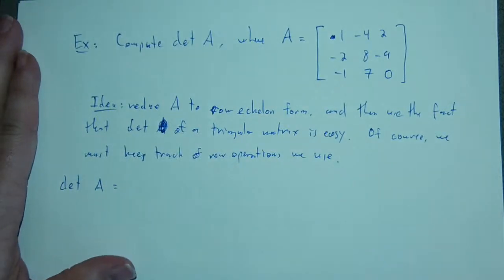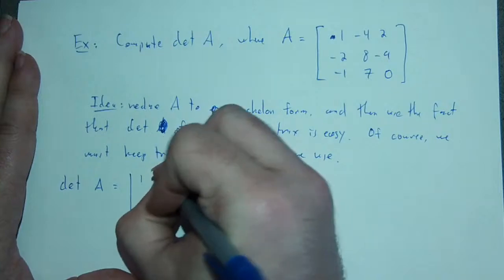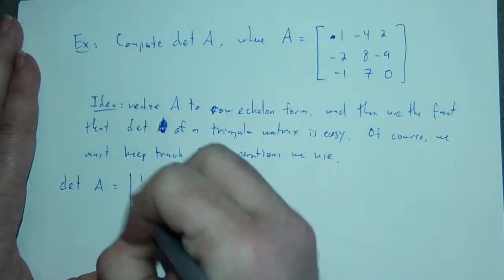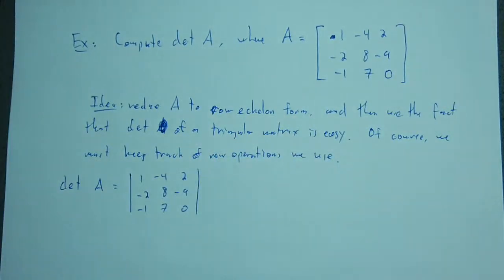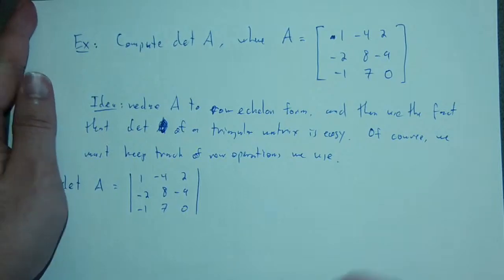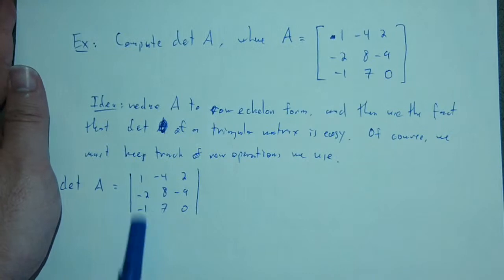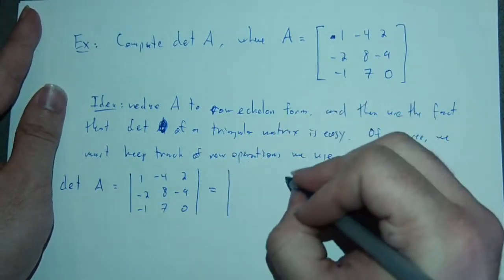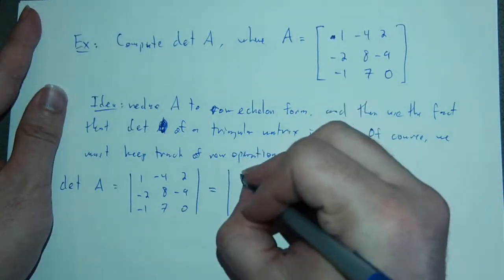So rewriting this, this is going to be equal to 1, minus 4, 2, minus 2, 8, minus 9, minus 1, 7, 0. I'm just rewriting this using these vertical bars here. Now I can do 2 row replacements to zero out these 2 entries, and that is not going to affect the determinant at all. So 2 row replacements won't affect the determinant. And what do I get once I've done those row replacements?